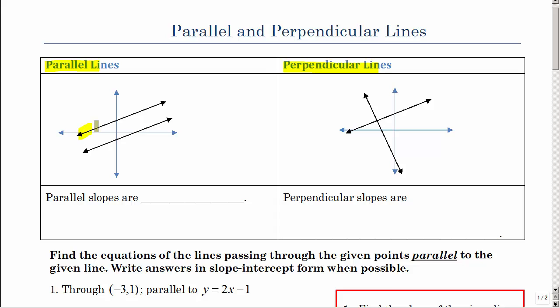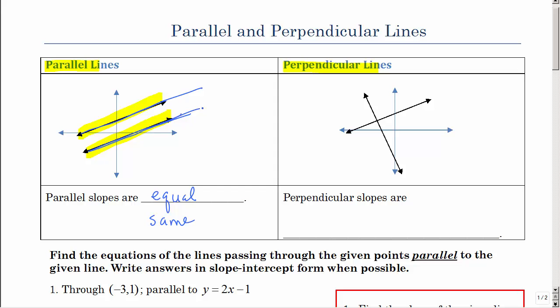Now I know you all know what parallel lines are. You say they never cross. But why don't they cross? Well, because they tilt the same way. Think about railroad tracks. Parallel slopes are equal. Or another way of saying that, parallel slopes are the same. They have the same slope, and that's why they never cross.